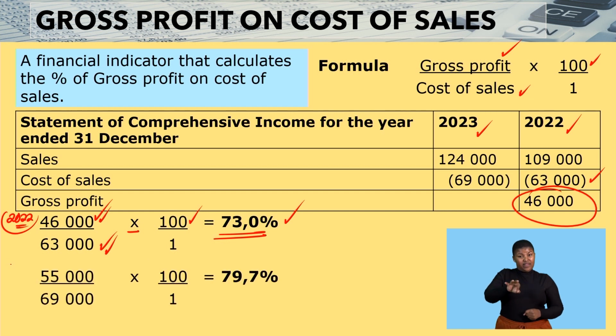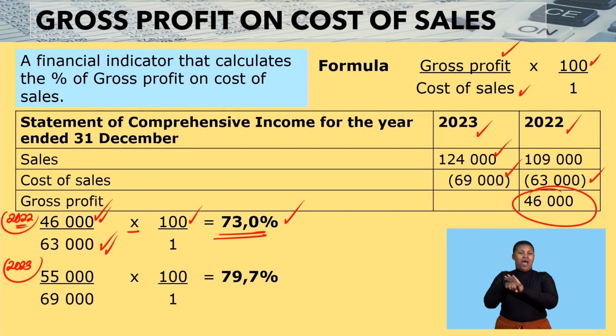For the year 2023, we need to first get the gross profit. And for us to get the gross profit, I'll say my sales, which is 124,000, minus my cost of sales. Remember how we used to do it when we were preparing the statement of comprehensive income? Exactly the same way. So if I take my 124,000, which is my sales, I subtract the cost of sales, which is 69,000, then I will remain with 55,000. That becomes my gross profit.